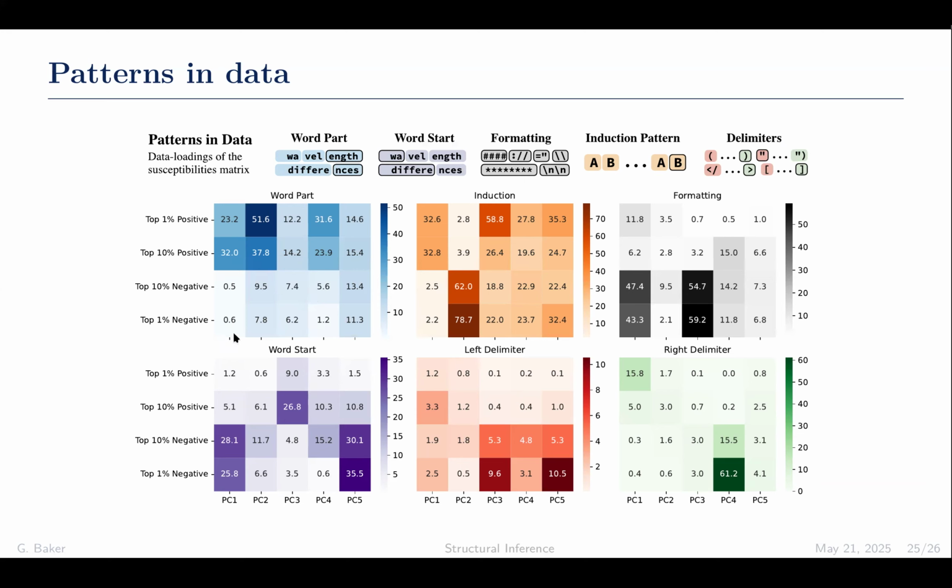Seems pretty specialized in terms of which things it likes. So PC 1, very positive, and remember, positive means suppress. Word parts. PC 2, it's very negative on word starts. It's very negative on formatting. So you could say it.